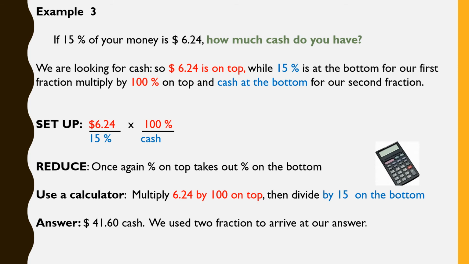Once again, percent on top cancels out percent at the bottom, or takes out percent at the bottom. You can use cancel, get rid of, whatever. You can't have a label on top that's identical to a label at the bottom. Now we pull out the calculator. We input the numbers, 6.24 times 100 on top, then divide by 15. The answer we get is $41.60 cash. There were two fractions here, two sets of top and bottom.